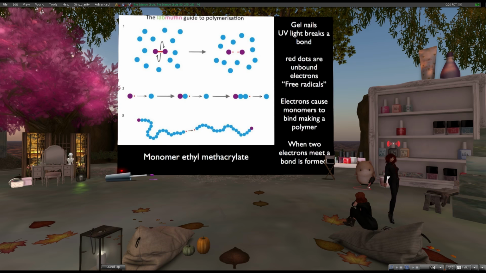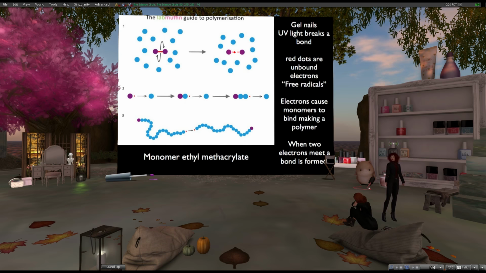So we start out with a bunch of these blue dots, which are called monomers. And there's a photosensitive catalyst, which is shown here as this double molecule. When ultraviolet light hits that photosensitive component, it breaks it into two parts, each with a free electron. That little dot is a free electron, and that's called a free radical.